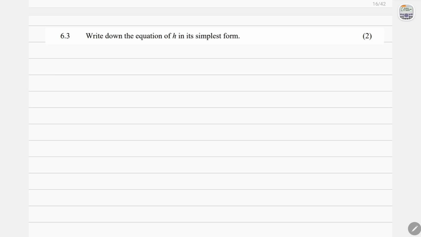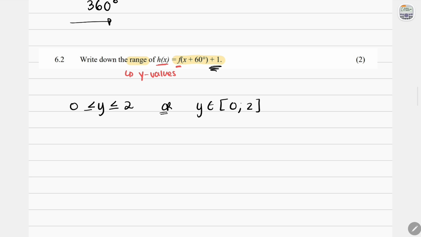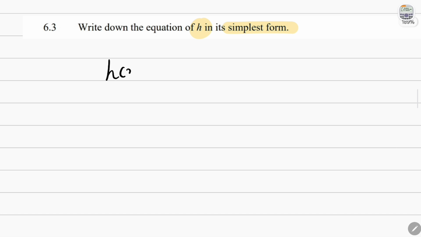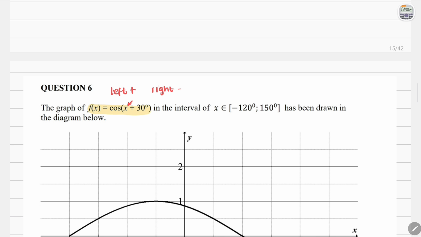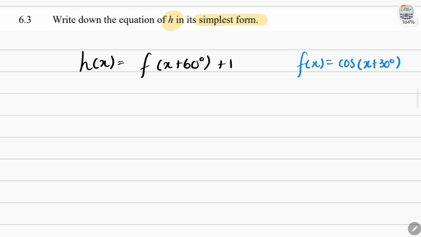Next question, 6.3 says, write down the equation of h in its simplest form. At first we had to tell them what the range would be, but now we have to write the equation. So let's write the translation. They told us that h of x is equal to f of x plus 60 degrees and then plus 1. So let's get f of x and rewrite that here. Wherever you see x, this translation is saying add 60 degrees to it. And then for f of x, the full y value, the full graph, you're simply going to add 1 to this.